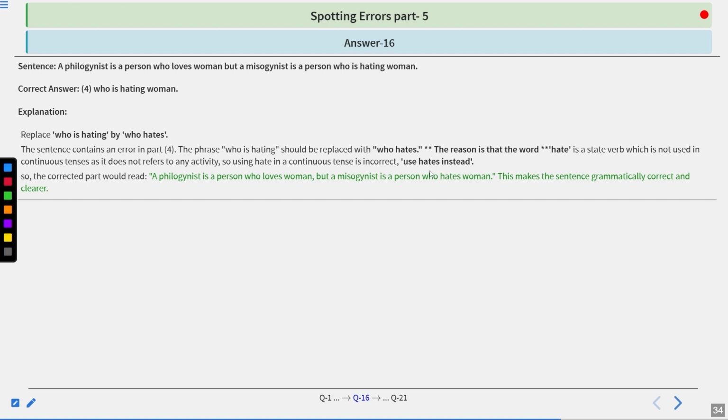The phrase "who is hating" should be replaced with "who hates". The reason is that the word hate is a state verb, which is not used in the continuous tenses, as it does not refer to any activity. So using hate in a continuous tense is incorrect. Use "hates" instead. So the corrected part would read, "A philogynist is a person who loves women, and a misogynist is a person who hates women." This makes the sentence grammatically correct and clearer. Let's move to the next question.